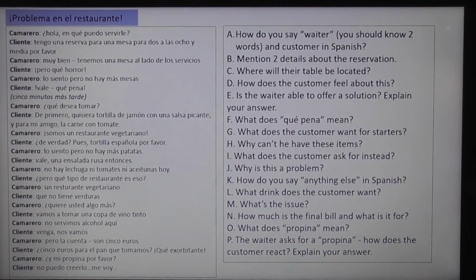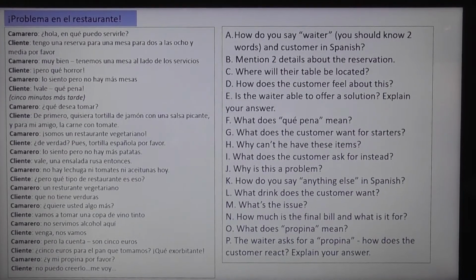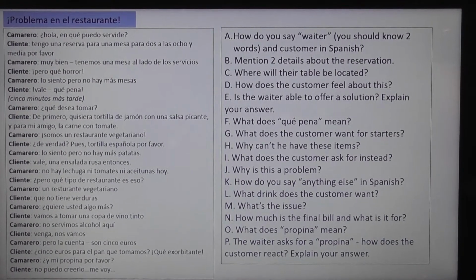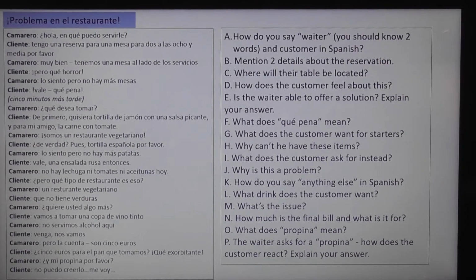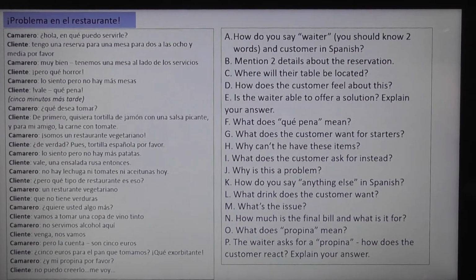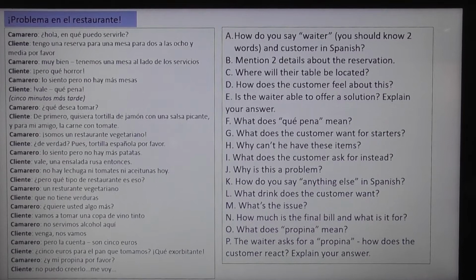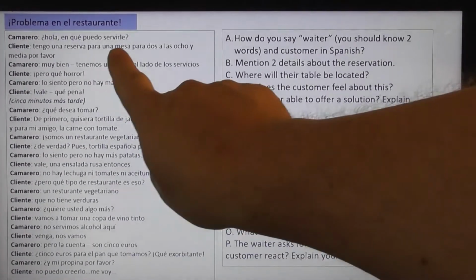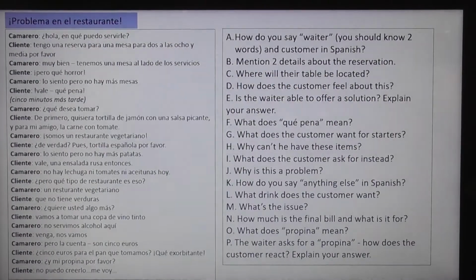And I promised you we'd go through your homework from the last lesson, all about a problem at a restaurant. And so I'll try and do this as quickly as I can with you. How do you say waiter in Spanish? Camarero, although you might know the word mesero as well. 2 details about the reservation. It's a table for 2 at 8:30.